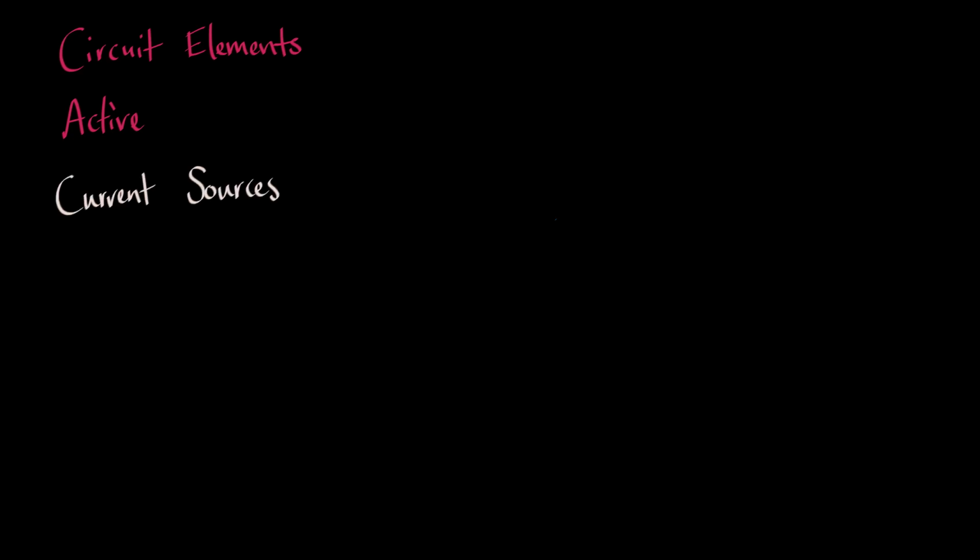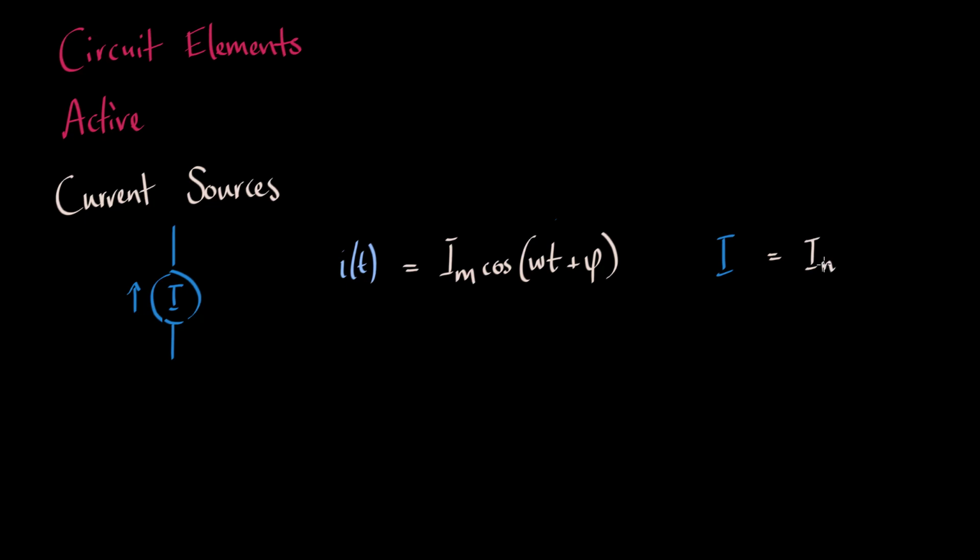Current sources provide current flow in a circuit, and their representation usually looks like this. An ideal current source is one where the current supplied by it to the load is independent of the voltage across its terminals. The time domain representation of the sinusoidal current signal this source produces is denoted I of t is equal to Im cosine omega t plus phi. Its phasor counterpart is as follows: I is equal to Im e to the j phi.